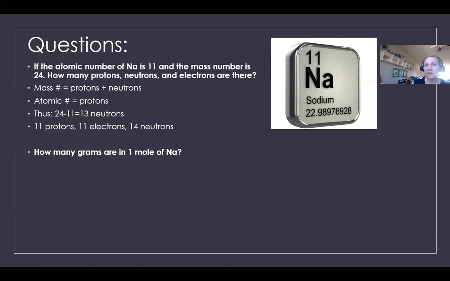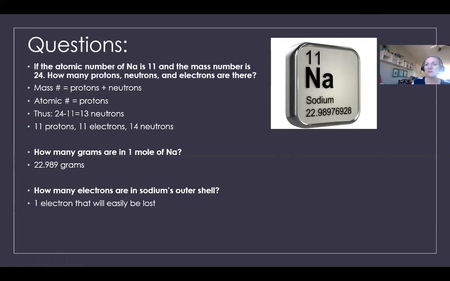So to take this further, how many grams are in 1 mole of sodium? Fairly straightforward question. Just look at the molar mass, because this is the mass of 1 mole of sodium. So if we took 6.02 times 10 to the 23rd molecules of sodium, this is the mass that it would have, which makes it pretty cool in calculating chemistry stuff. So then our next question, how many electrons are on sodium's outer shell? Well, we've got 1 electron that will easily be lost. And then what kind of bond will sodium likely form? These are the types of questions that you're going to see on the exam. And these are the concepts that you want to make sure you really understand so you can answer a variety of questions. So in this case, sodium's going to form a cation, and then it's going to be attracted to another anion.